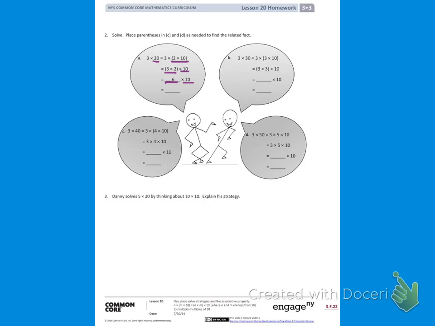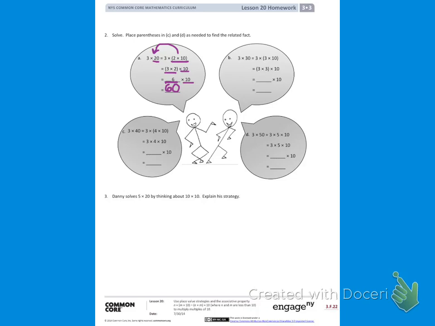3 times 20 is the same as 3 times 2 times 10 because 2 times 10 equals 20. Then 3 times 2 is another easy set of factors to multiply and get the product of 6. So 6 times 10 is the ultimate or easy problem to solve. 6 times 10 is 60. Whenever we multiply by 10, we take the number that we're multiplying it by and throw on a 0 at the end.